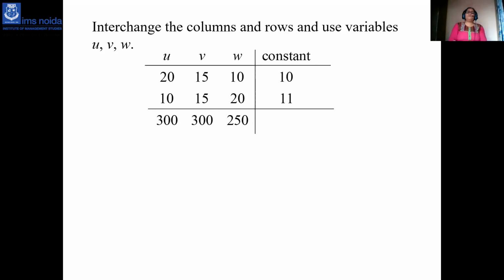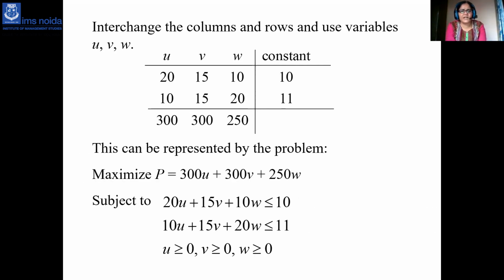Now you have to interchange the columns and rows and use variables u, v, w, because they are the slack variables; you have to write u, v, w as the slack variables. Then you can represent how you are using duality: how you are getting the dual problem from the primal problem. The primal data is giving us the dual problem's data. So maximize p, where these are the right-hand side values: 300u plus 300v plus 250w. U, v, w are the slack variables that were used in the primal problem.